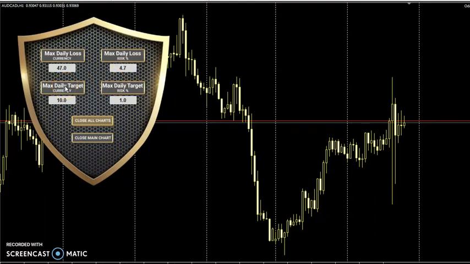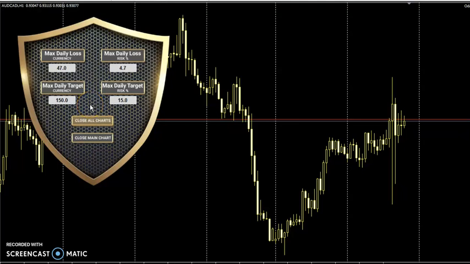Now, max daily target is the same thing. If you want to set up a certain floating profit at which you want your trades to close, then you definitely can do that. So maybe you say, all right, if my trades are floating 15%, I want everything to be closed out, then that's what's going to happen. Sorry, let me just put this over here. My mistake, 15%. Let me put it over here. So if my trades are floating 15% or $150, then I want all my trades to close out.